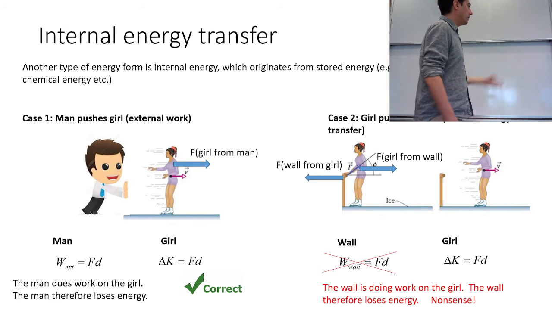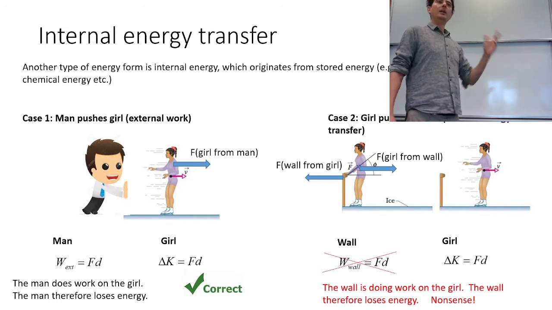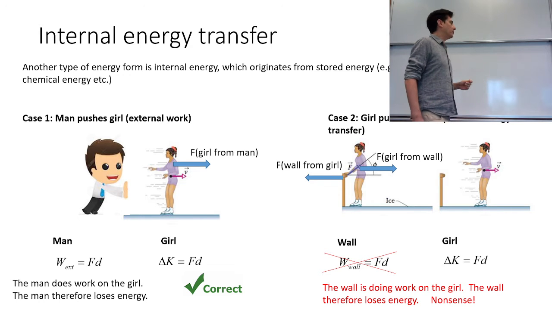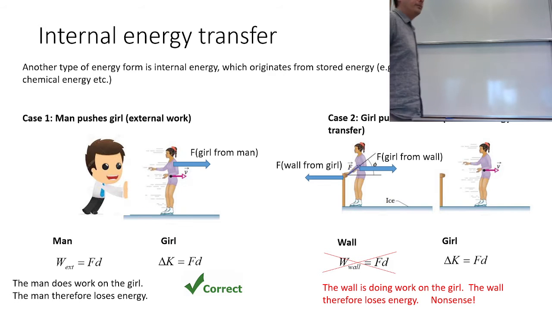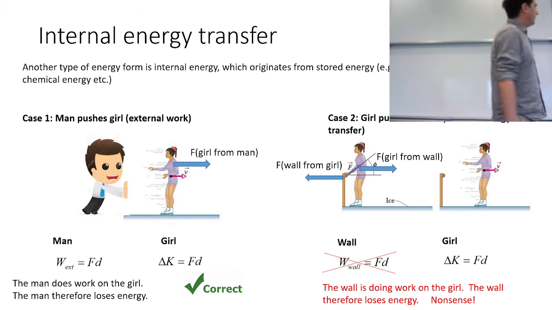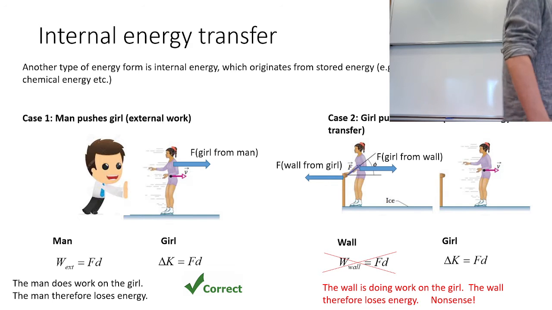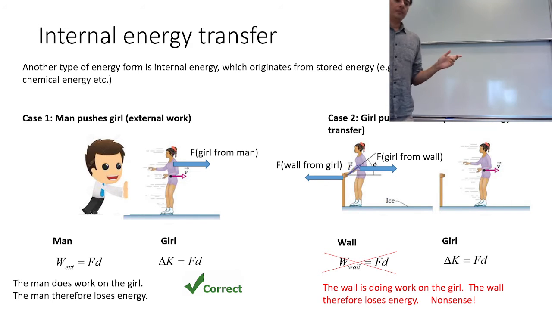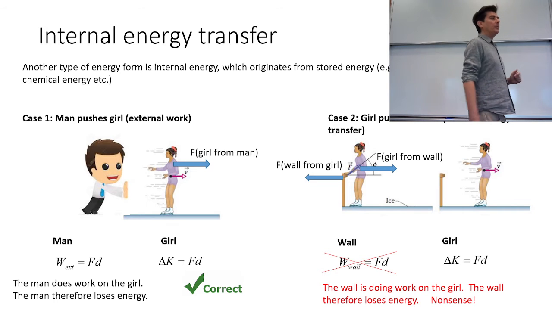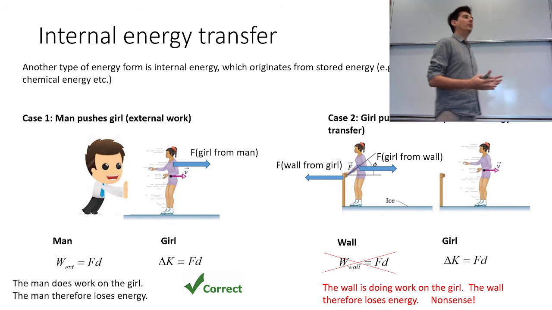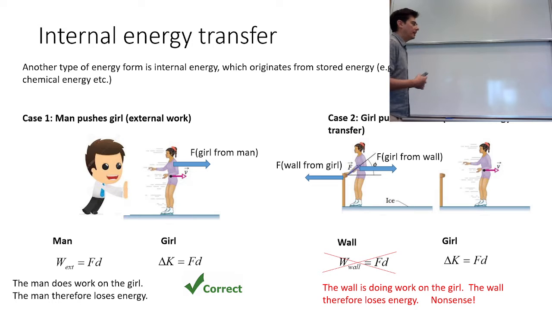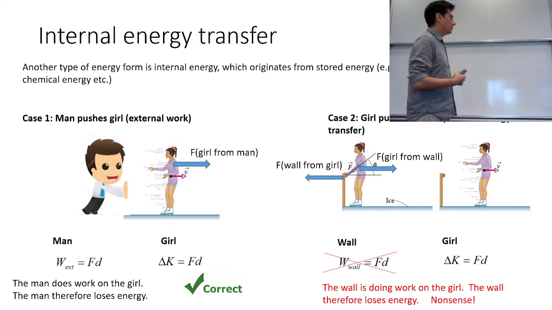So let's have a look at an example of this internal energy transfer. Let's look at this example of a girl on ice skates. As you can probably tell, all these slides are more or less following the textbook, but I found this example quite confusing in a way, so it's good to clarify some concepts on this.